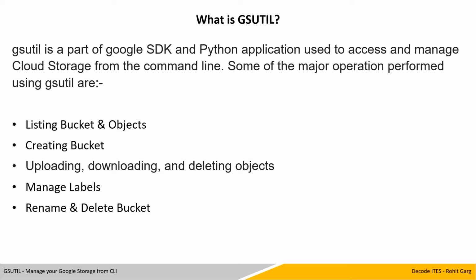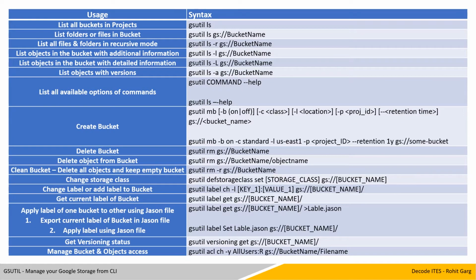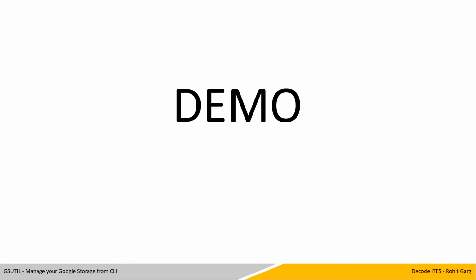Some of the major operations performed using gsutil are listing buckets and objects, creating buckets, uploading, downloading and deleting objects, managing labels, and renaming and deleting buckets. These are some commands which are very useful when you are using gsutil on a regular basis to manage your Google Cloud storage. To start the demo, please log into your Google Cloud account and start Cloud Shell in a separate window. We will perform this demo directly on Cloud Shell.